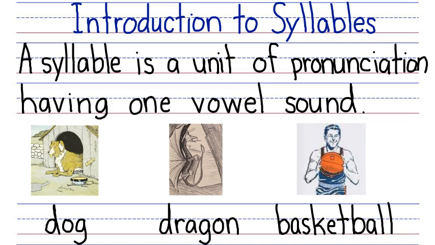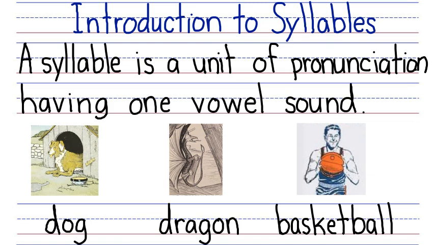For spoken words, it's easy to tell how many syllables a word has because your jaw drops every time you make a vowel sound. So if your jaw drops once when you say a word, it's a one-syllable word. If your jaw drops twice when you say a word, it's a two-syllable word. If your jaw drops 3 times when you say a word, it's a three-syllable word, and so on.